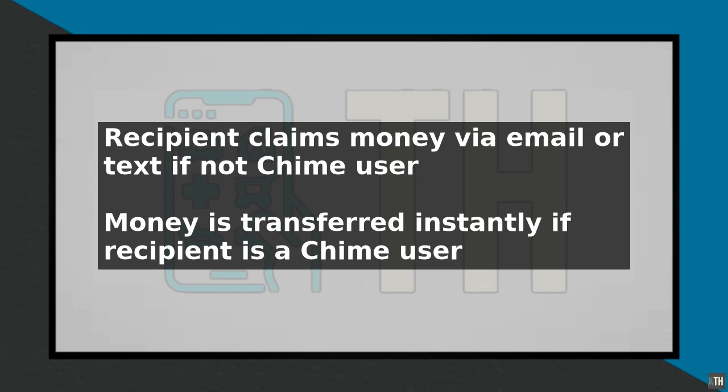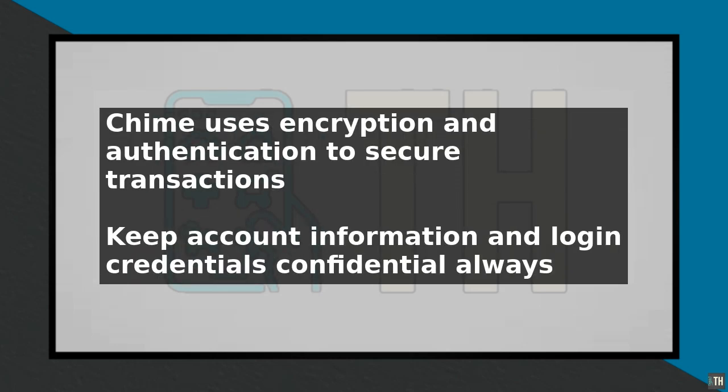To ensure secure transactions, Chime uses encryption and two-factor authentication to protect your account information. You should also keep your account information and login credentials confidential to prevent unauthorized access. Overall, sending money using Chime is a convenient and secure way to transfer funds to anyone with a U.S. bank account. By following these steps and being aware of Chime's features and limits, you can use Chime to send money quickly and easily.